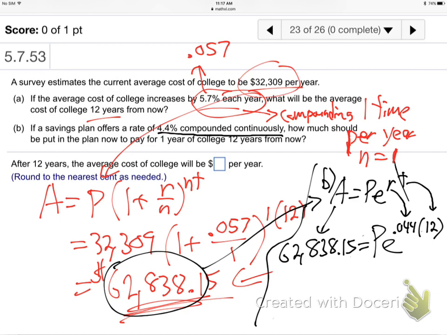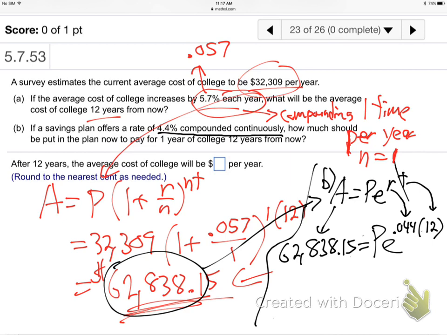So in part A, they had me figure out how much 1 year of college will cost in 12 years. Then in part B, they said, now that you have that amount, what principal will become that amount at continuous compounding, the PERT formula, at a rate of 0.044, 4.4%, for 12 years? How much you need to put in the bank now so that in 12 years it'll grow to become what you need to pay for a year of college. I could just put in a lot. So we have to solve for P here.